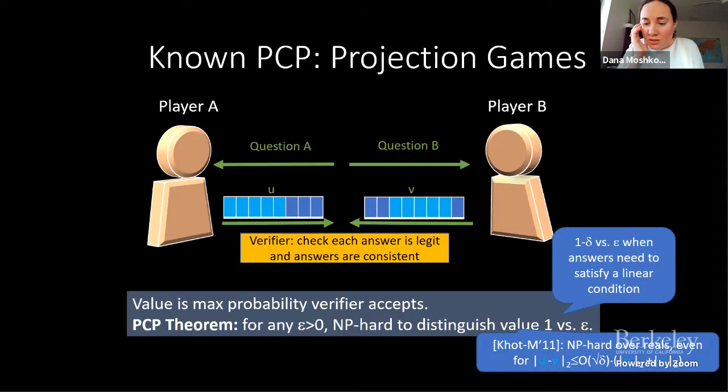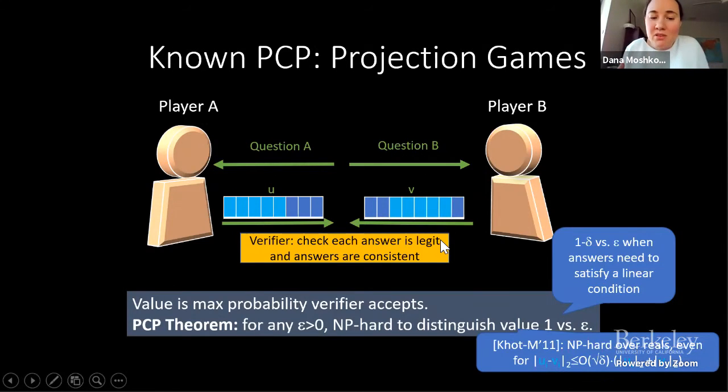This is a result that Subhash and I proved. This was in 2011, when we first started working on this direction to prove the Unique Games Conjecture, and we figured out that we need something like that.